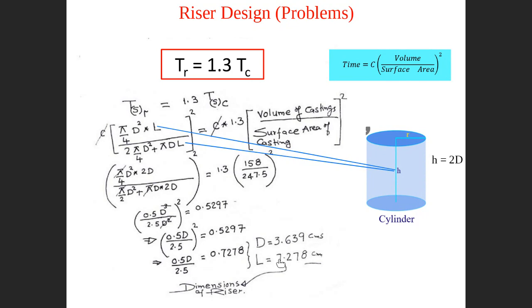So this is the diameter. This is the length or height of the riser. So this is the diameter and the height of the riser, right? This is the diameter and the height of the riser to maintain liquid for 30% longer than the freezing time or solidification time of the cast. This is the riser dimension to maintain liquid for 30% longer time than the solidification time of the main cast. What cast? The cast shown in the previous slide with the dimensions shown in the previous slide.